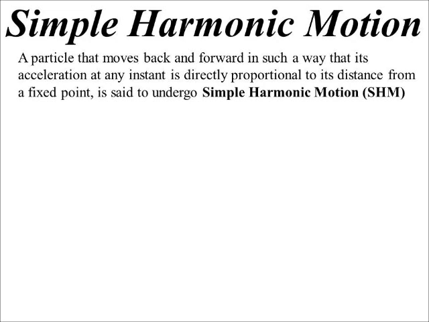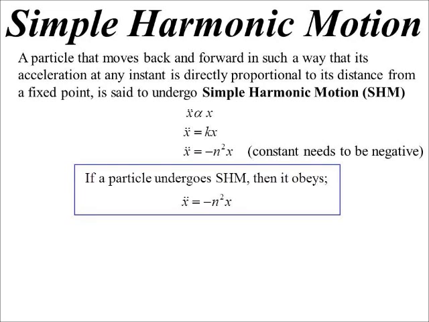So we start with acceleration is proportional to displacement, which means it must be equal to some constant times displacement. But rather than have k, because it has to be in the opposite direction, to ensure that constant is negative, we make it negative n squared. And that way I know the constant will always be a negative number. All right, so that's basically it. That's simple harmonic motion. That's all we really know about it.